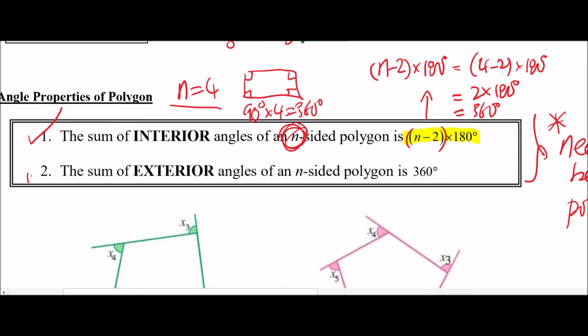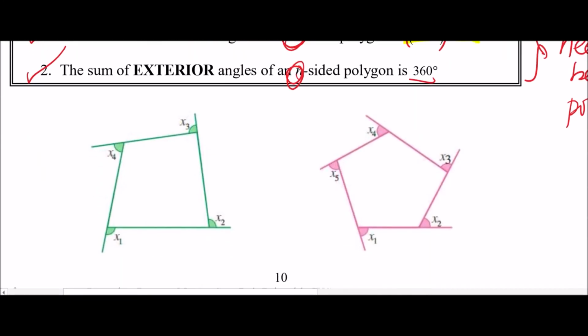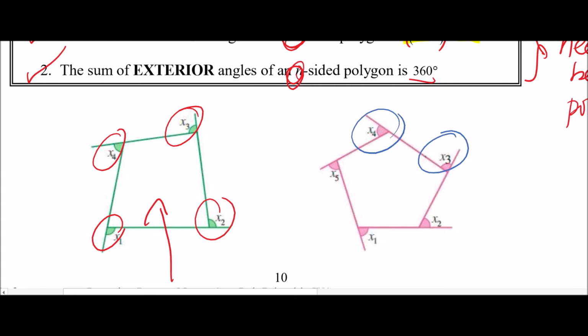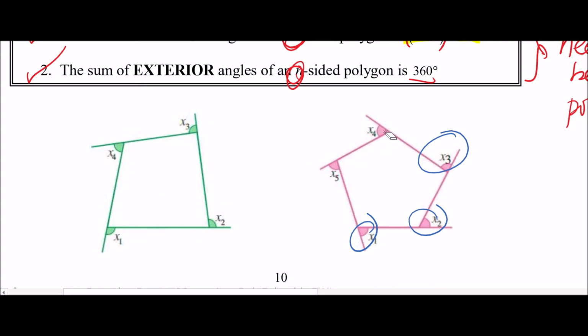Okay, next, number 2, the sum of exterior angles in an n-sided polygon is 360 degrees. So what it means is, let's look at this diagram here. For this particular polygon here, right, if I add up all the exterior angles, they will add up to 360. Just like this as well. If I add up all the 4 exterior angles, they will all add up to 360. It doesn't matter how many sides there are.